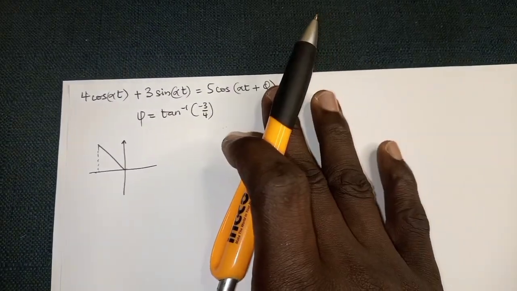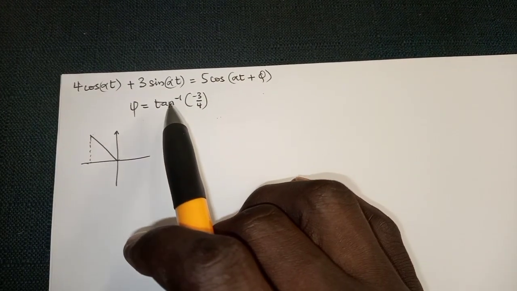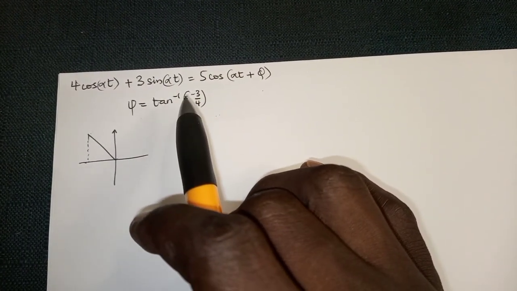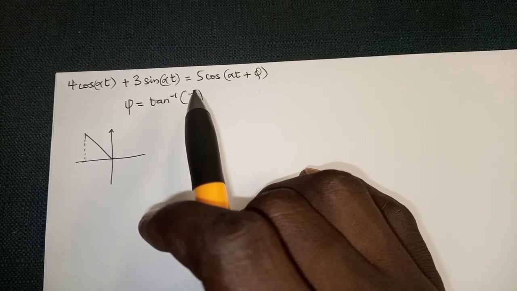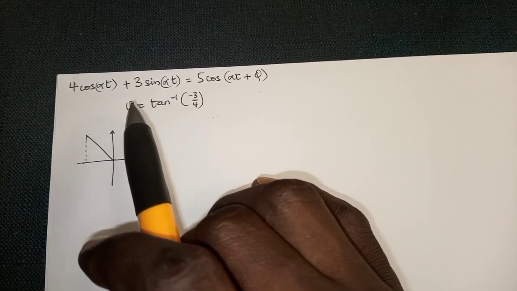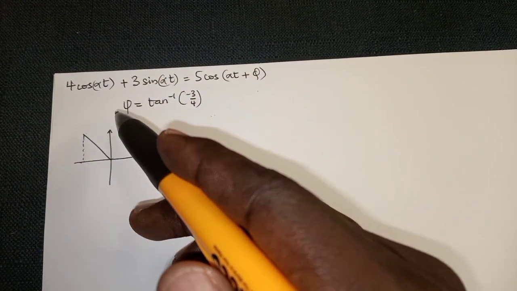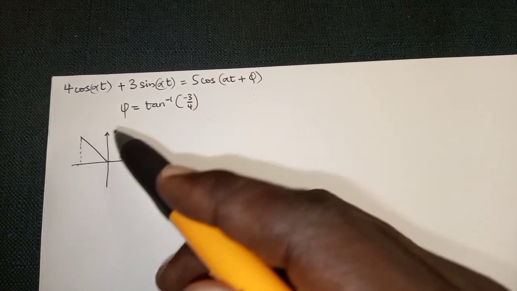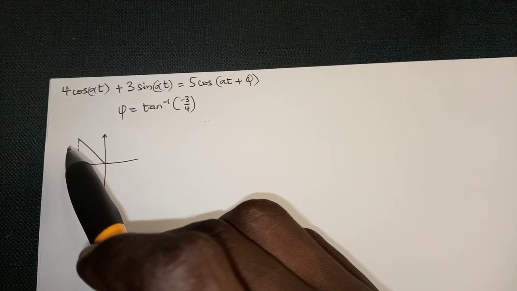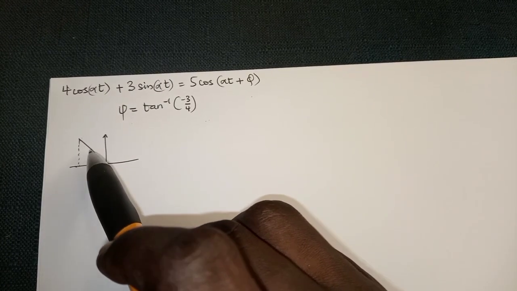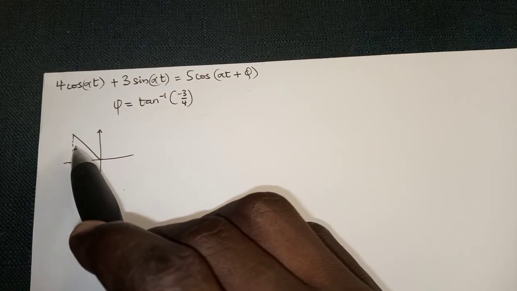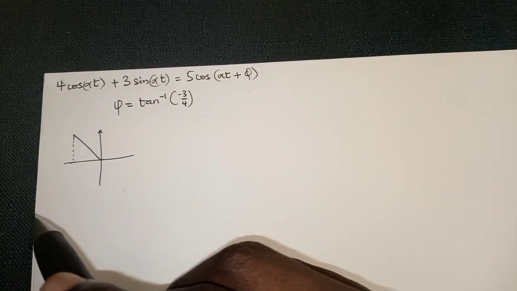Now, since the tan inverse is negative, meaning the angle gives us a negative ratio, it either falls on the second quadrant or the fourth quadrant. So I will use the second quadrant for it.